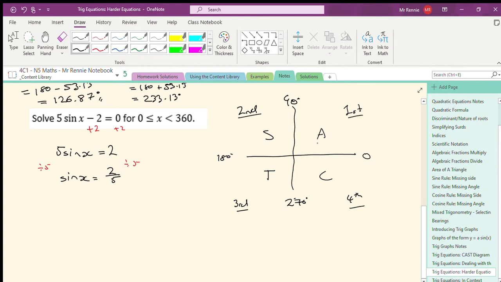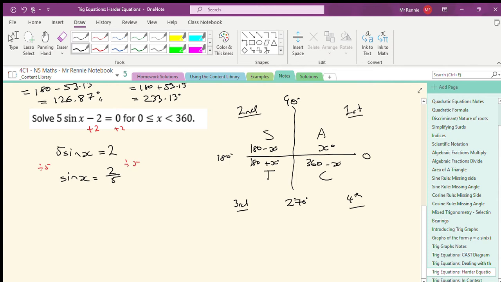So the first quadrant, that'll be my answer x. Second quadrant is when it's 180 minus x. Third quadrant, 180 plus x. And fourth quadrant, 360 minus x. Okay, so we've got those inputs there.